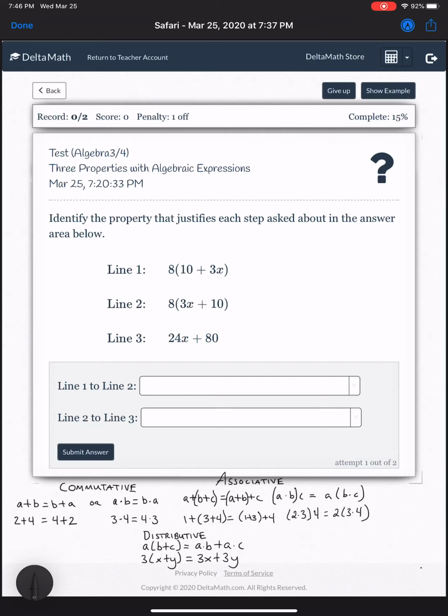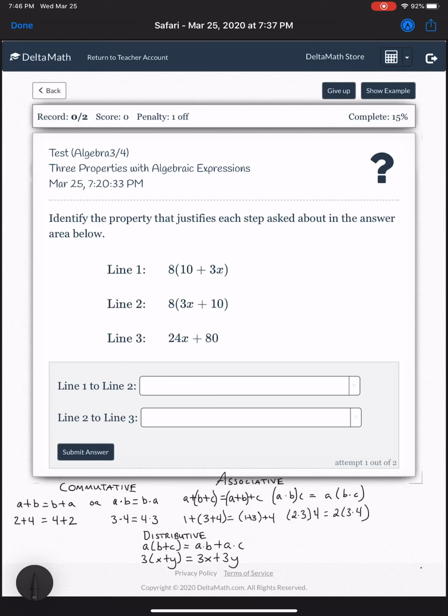Distributive property is our last property we want to go over. That tells me that I'm going to share the term outside of the parentheses times both terms inside the parentheses. So 3 would be distributed to the x and the y term. So 3 times x gives me 3x, and 3 times y gives me 3y.